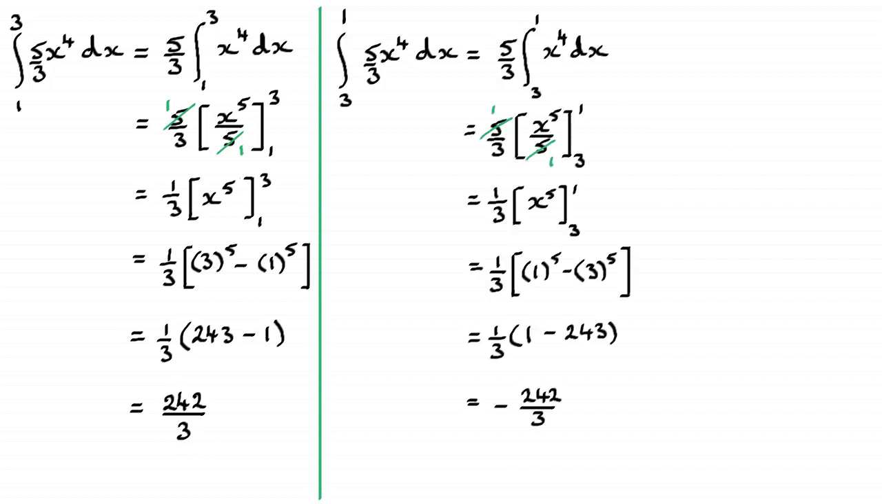If you did that, you're going to have exactly the same as what we did through here, as you can see, all the way down to this step here. Only this time I'm putting 1 in first of all as my limit, as you can see here, and subtracting what we get when we put the 3 through. So instead of having 243 take 1, we've now got 1 take away 243, and it gives us a negative value.